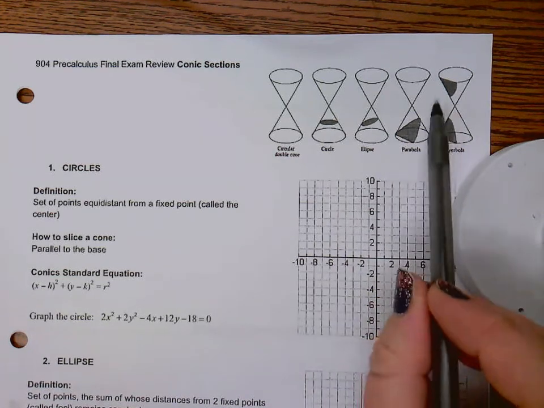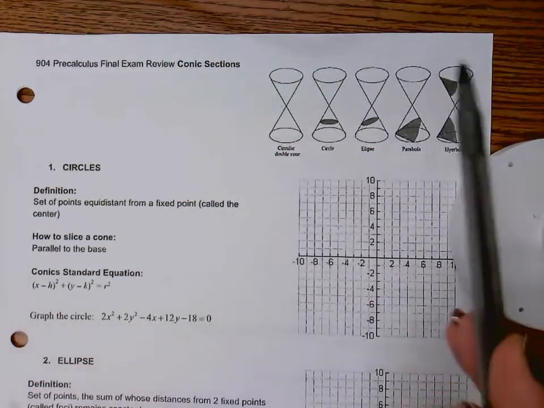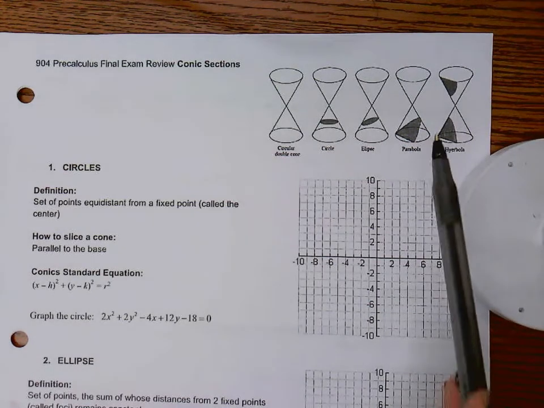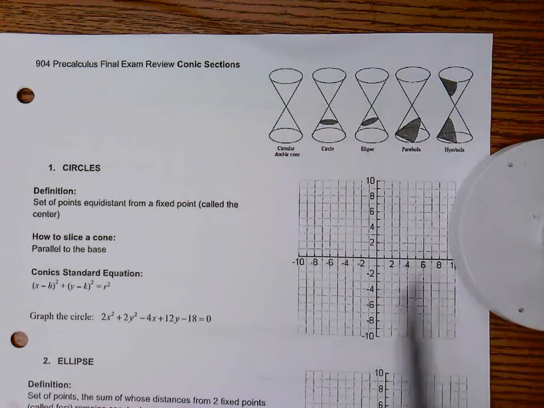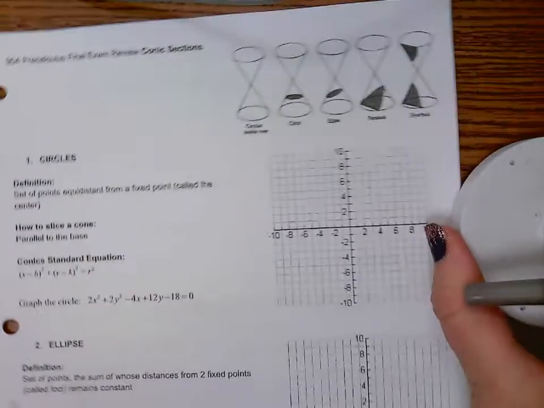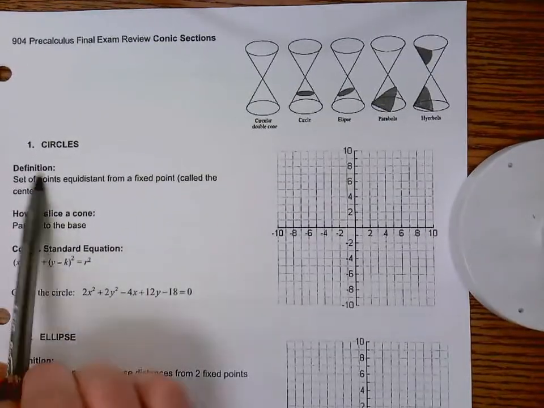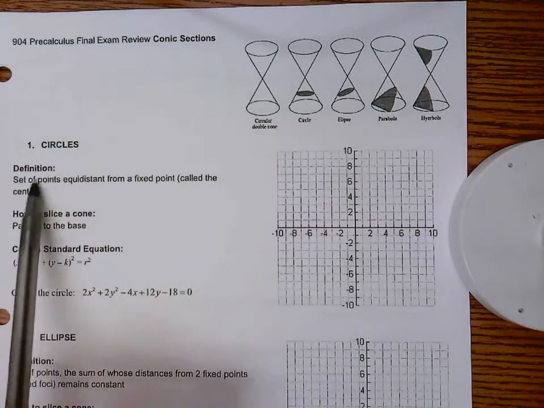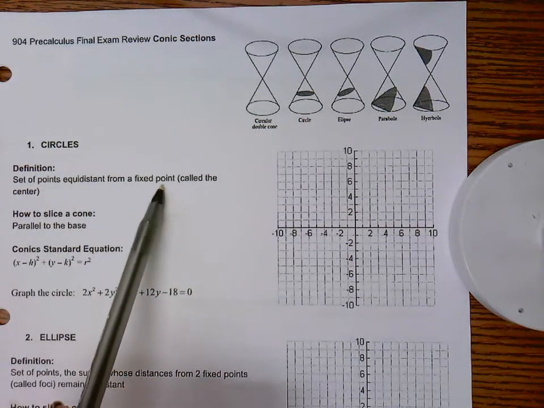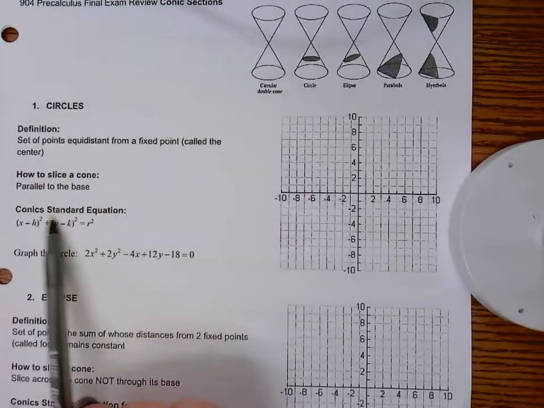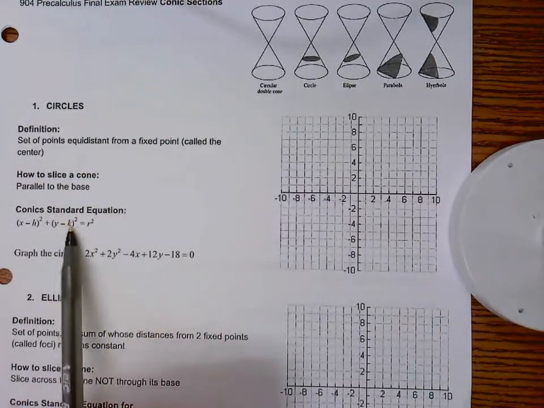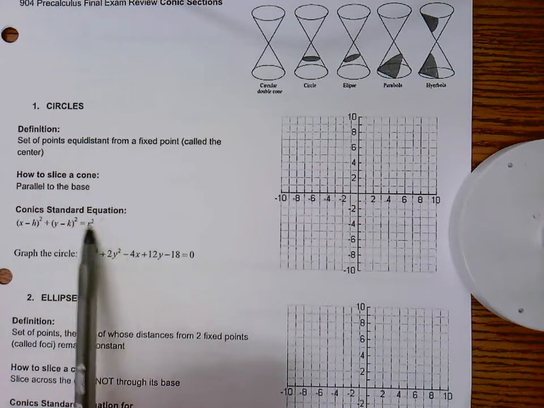And a hyperbola is when you're slicing through the two inverted cones and it has to be completely perpendicular to the base so that you're hitting both cones with your slice. So I kind of reviewed just the definition of a circle, set of points equidistant from a fixed point. And here is the conic standard form equation, your right and left, up or down, and x squared plus y squared equals your radius squared.